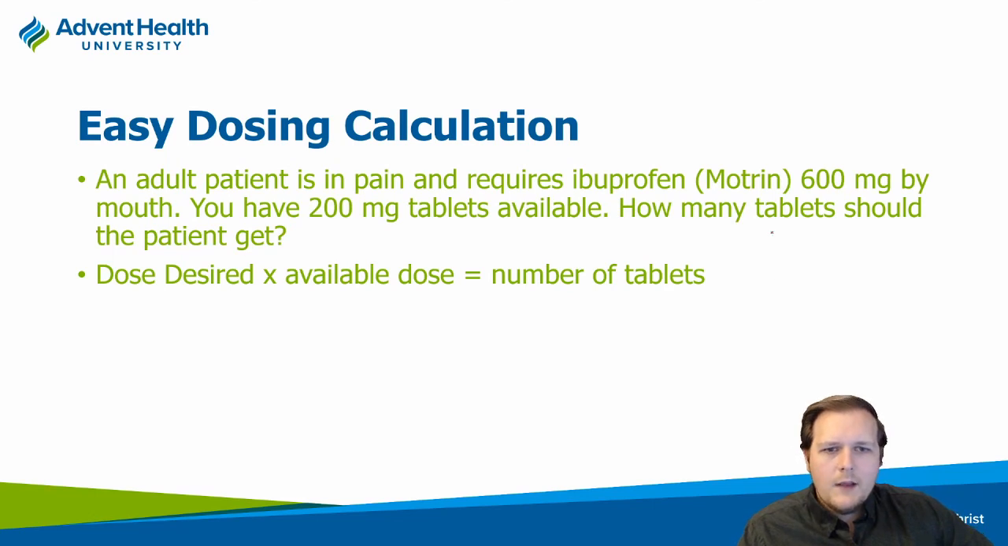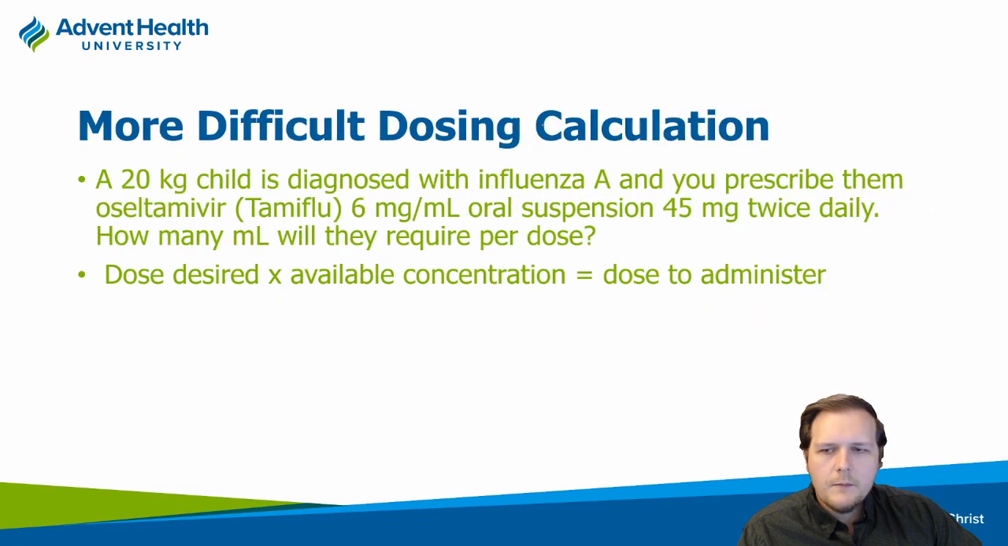Let's see here how I organize this. Because I put the answer too early, but anyway, let's go to this one. Let's say we have a 20 kilogram child and they're diagnosed with influenza A, and then you prescribe them Tamiflu, 6 milligrams per ml oral suspension, 45 milligrams twice daily.